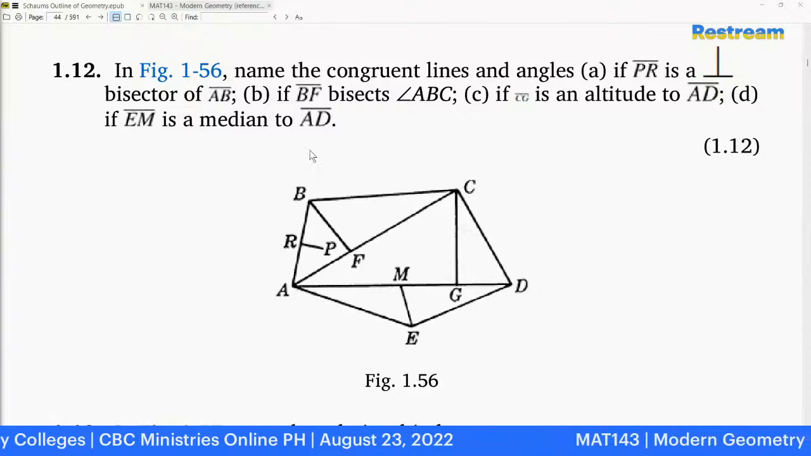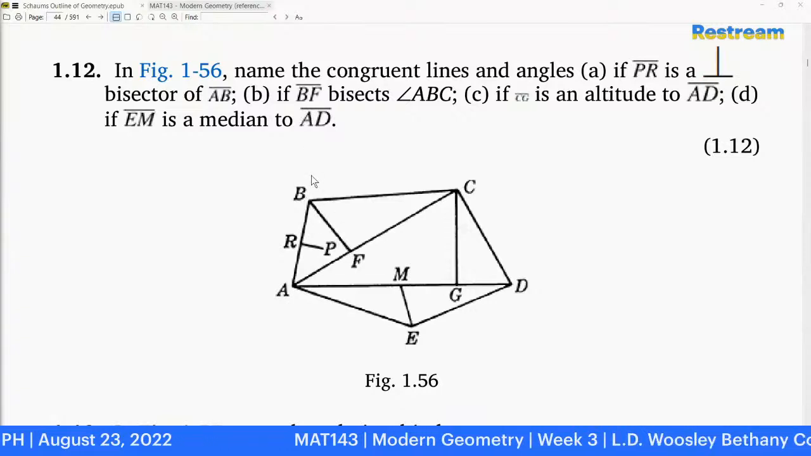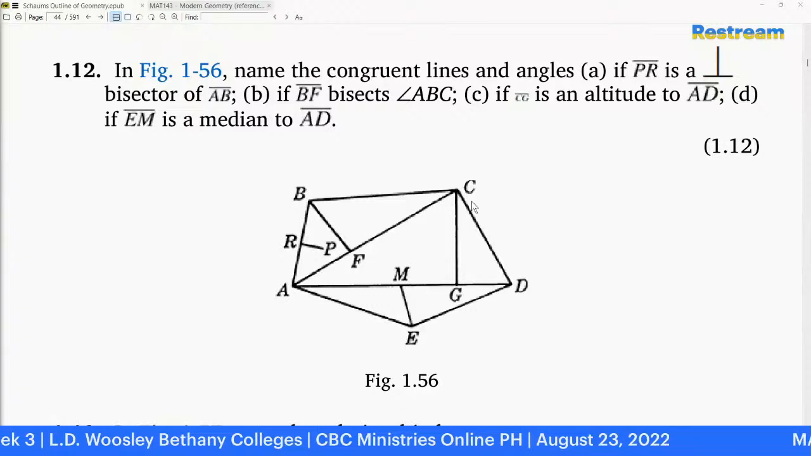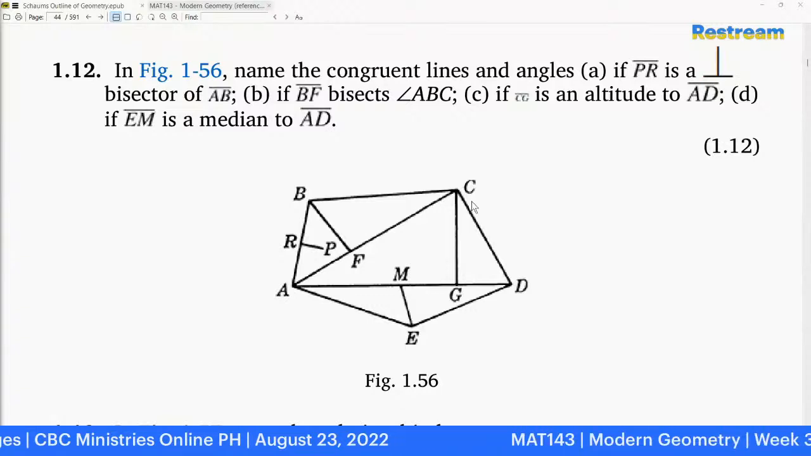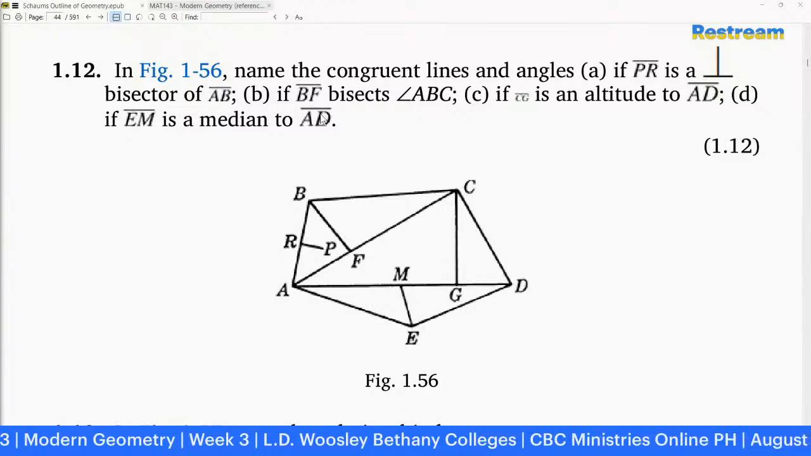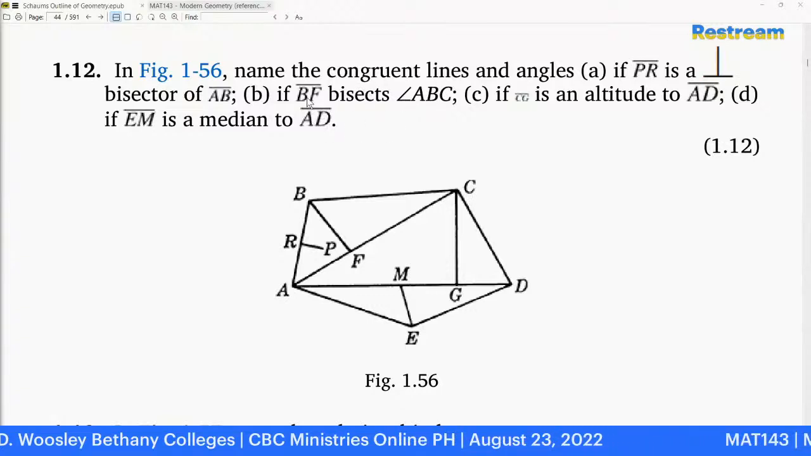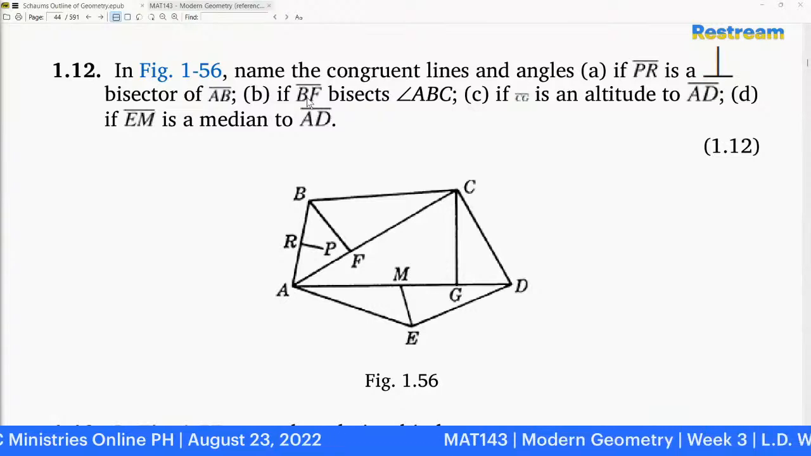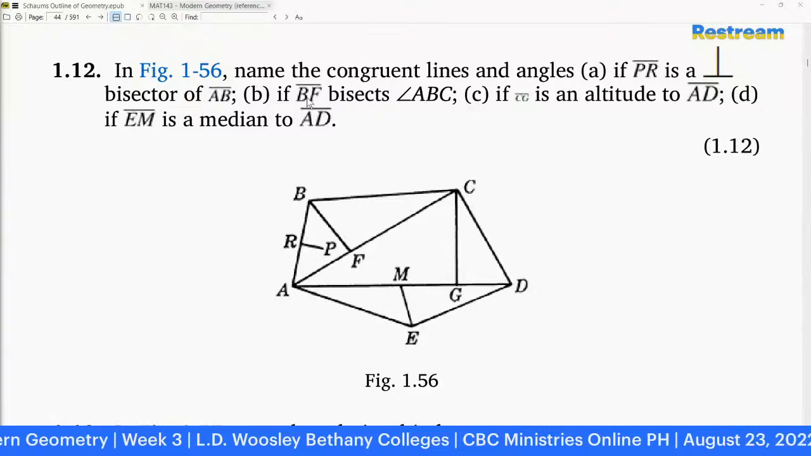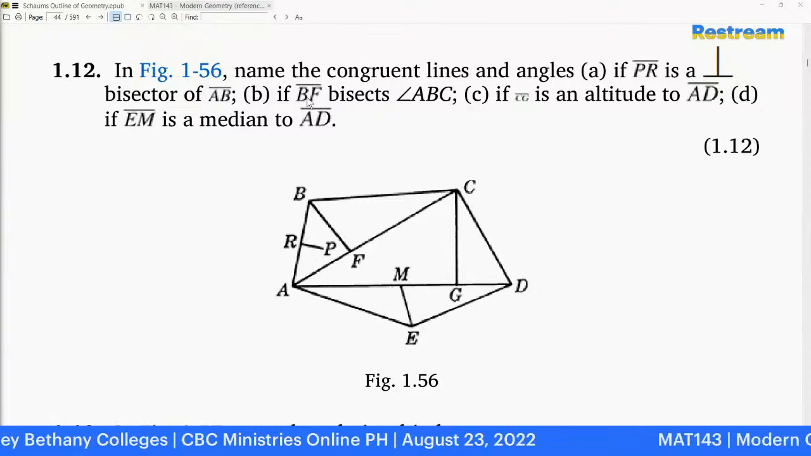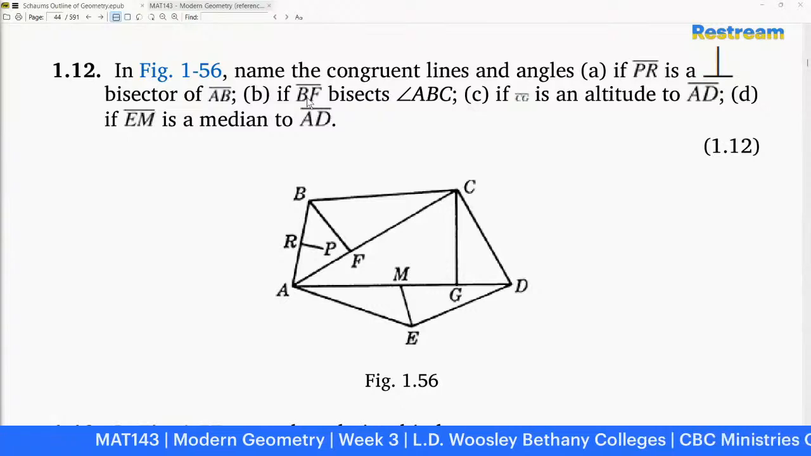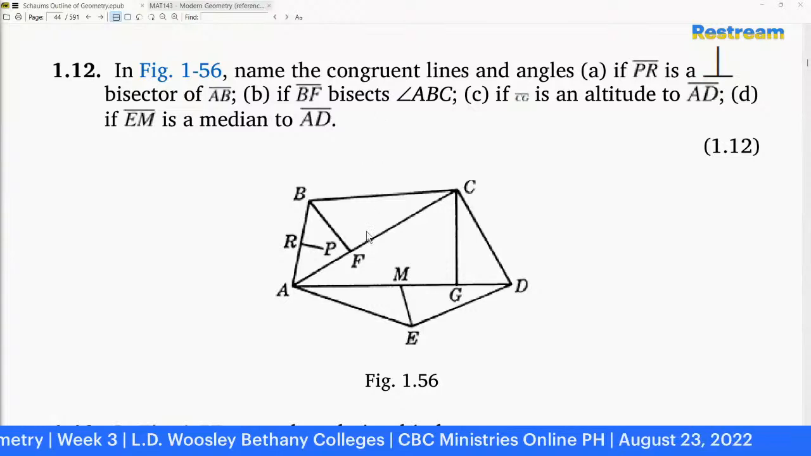Okay, for letter B, BF, this one, bisects ABC. Okay, so what will be the resulting congruent angle? Sige, Micaela, can you name the congruent angles bisected by BF? Ano sir? Angle ABF and CBF. CBF, okay? Correct. So those are congruent.